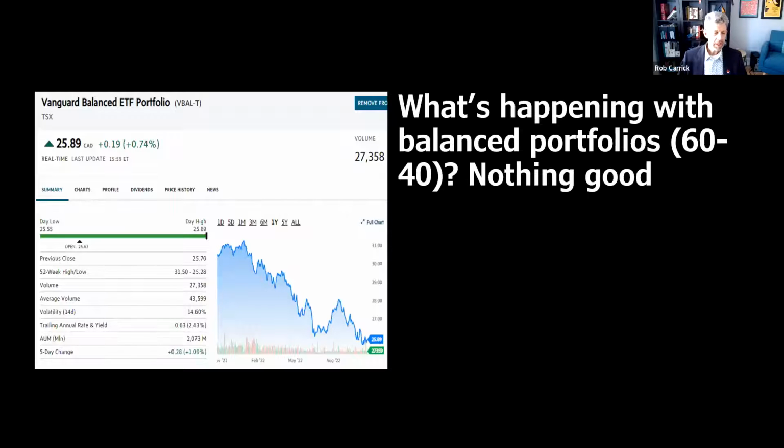If you've seen stocks and bonds both down and you're thinking, what would I put my money into to take advantage of this buy low opportunity? I would say put it into both sides of your portfolio, the stock side and the bond side. There are buy low opportunities in both areas.